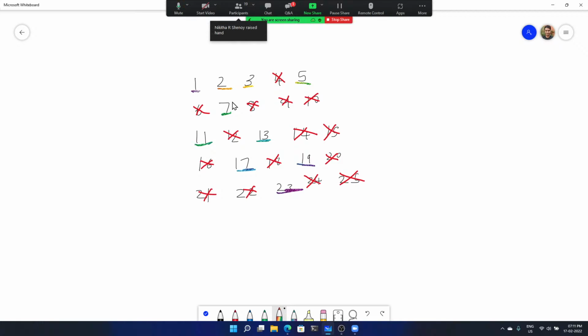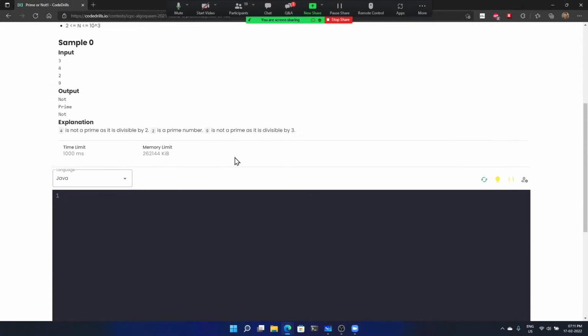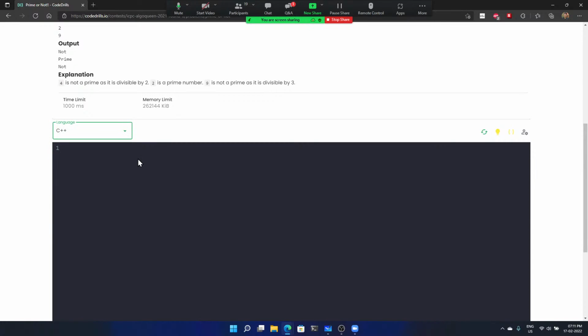Okay, cool. Now let's try coding this with the question prime or not. I have not written any code, so let's try and code this together. If you find any mistakes, feel free to point it out.